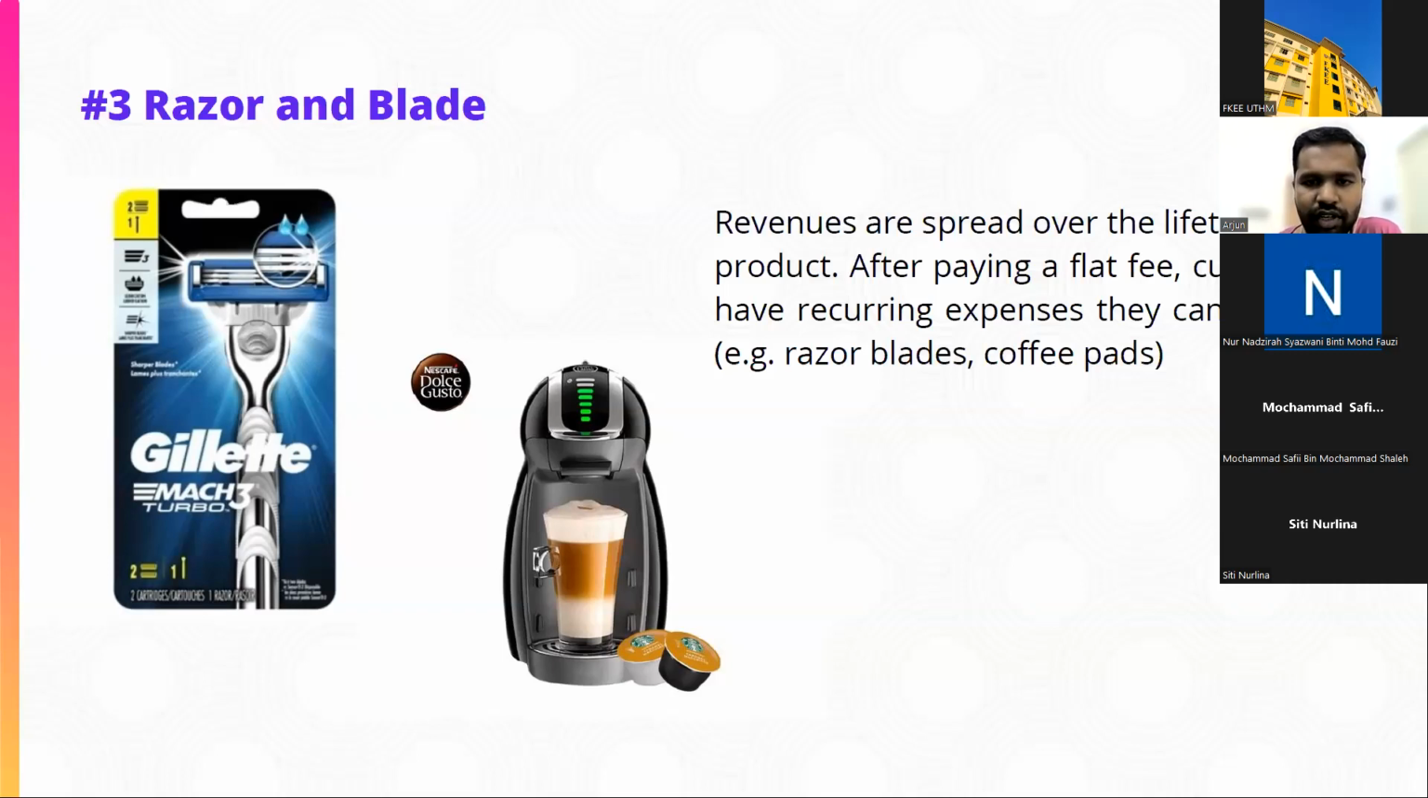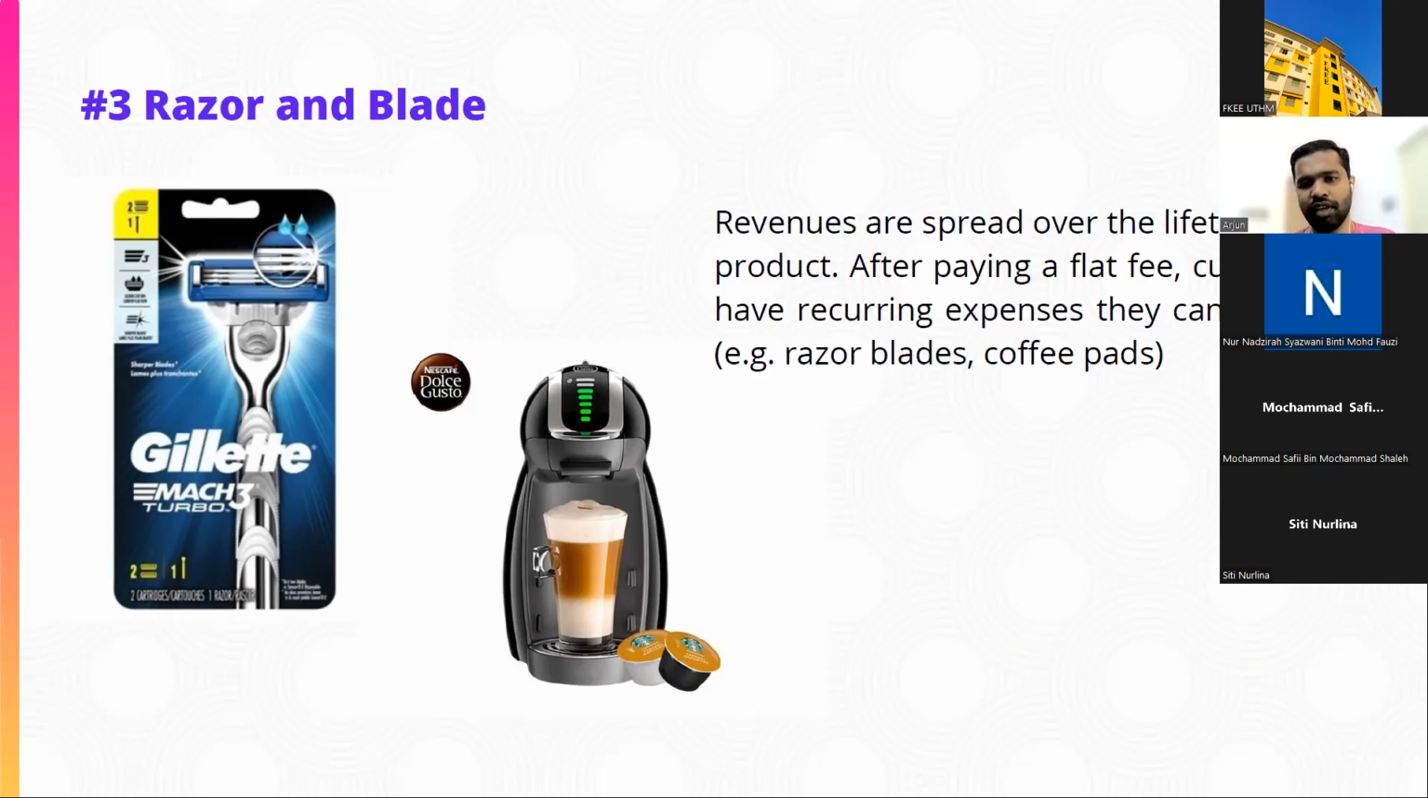So you all know that if you get a Gillette razor, you will get this packet, right? In this packet, you will have the razor, and then one or two blades. Once you use it a certain number of times, the blades start to become blunt, and then you replace them, right? That is what the razor and blade business model is.